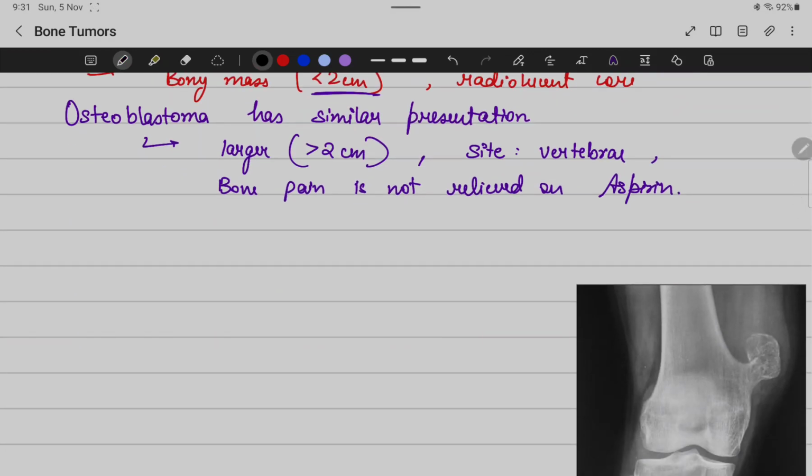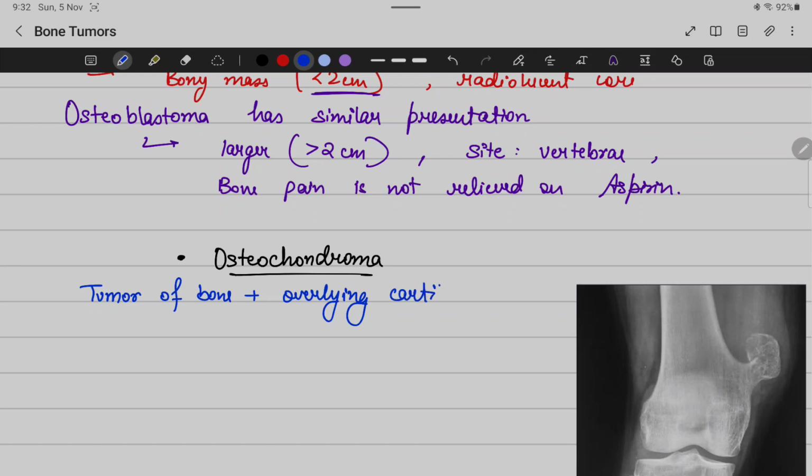Then moving on to osteochondroma, and from the name you can see it has a cartilaginous component. Osteochondroma. Okay, so what is osteochondroma? It is tumor of bone with an overlying cartilage cap. Tumor of bone plus overlying cartilage cap. So this osteo is for your bone and your chondroma is for your cartilaginous cap, and it has the word oma, which shows that it is a benign tumor, and it so happens that it is the most common benign tumor of the bone.